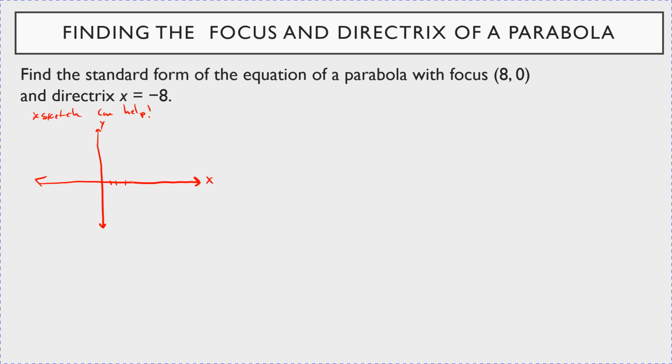So 1, 2, 3, 4, 5, 6, 7, 8. All right, so here's the directrix. Okay. And then here's the focus. So we know it's going to look like this again. And what's going on here is they're telling you p, okay?